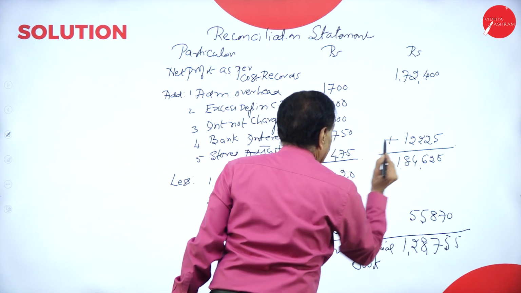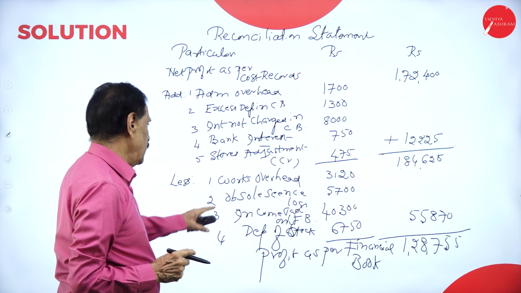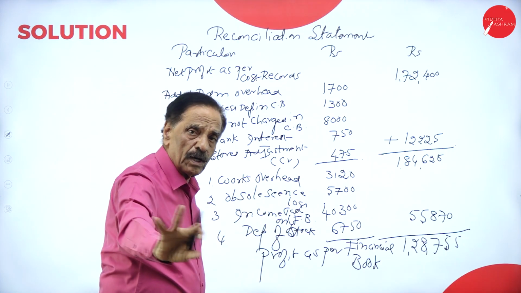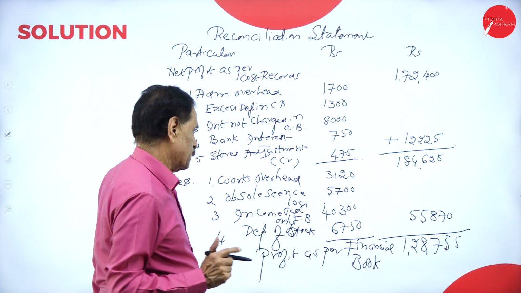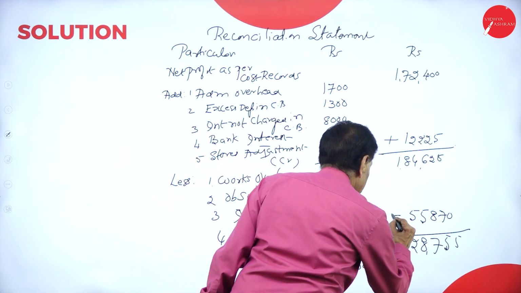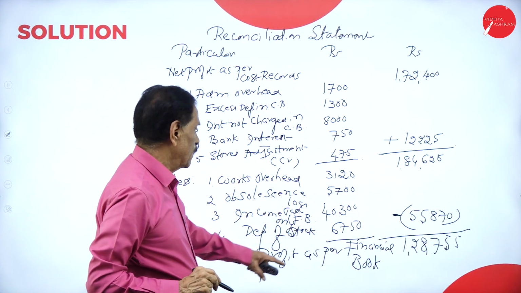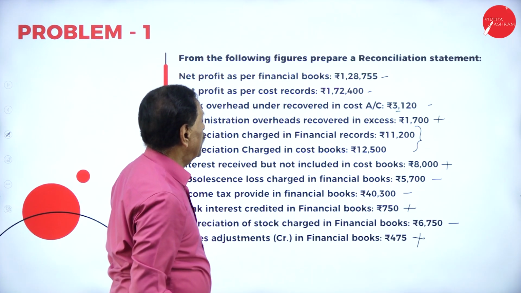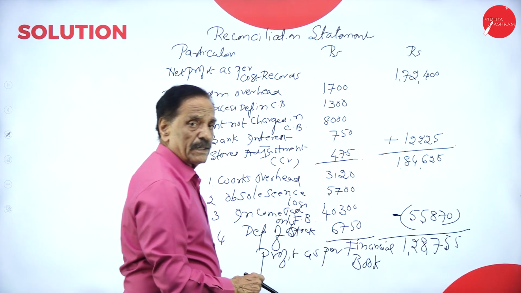This is your plus. Then less works overhead under recovered, obsolescence not charged in the cost book, income tax not charged in the cost book, depreciation of stock not charged in the cost book. So this is minus. Start with this, end with this. If you arrive, you see that the same answer has come. So we have done correctly.